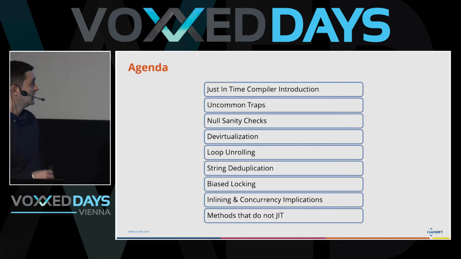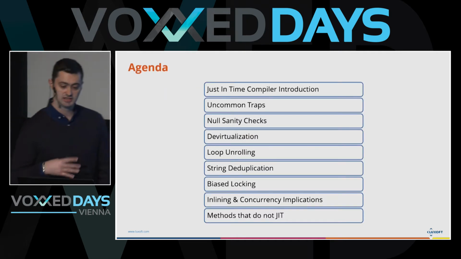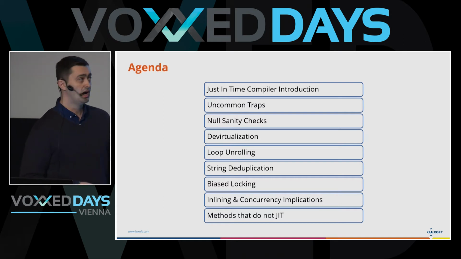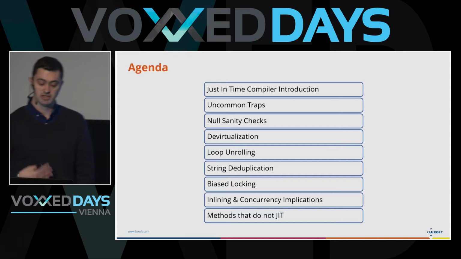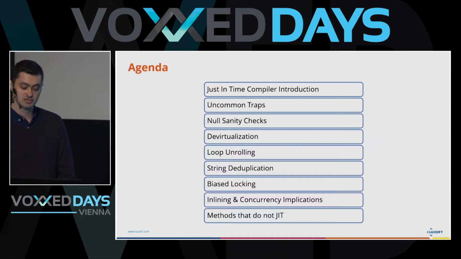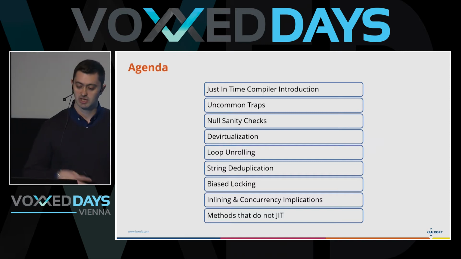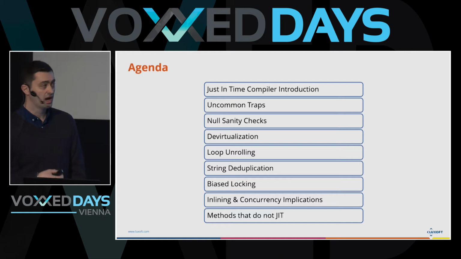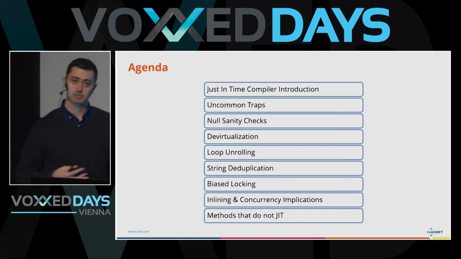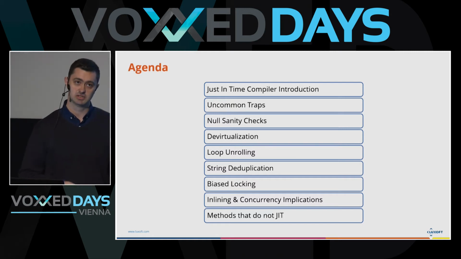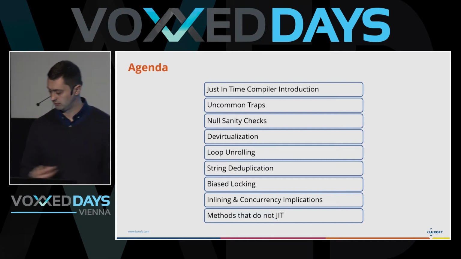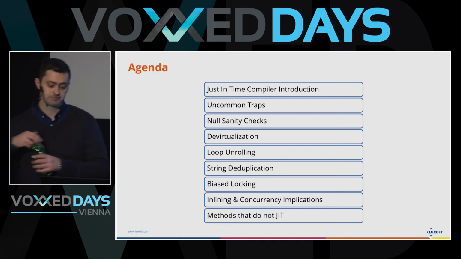Our agenda for today contains a lot of topics. We'll start with a brief introduction about what the JIT means, and after that we'll go through a few optimizations, starting with uncommon traps and null sanity checks, and we'll see what happens during the runtime in regard to these optimizations. So how the JIT behaves to benefit from the best optimizations.